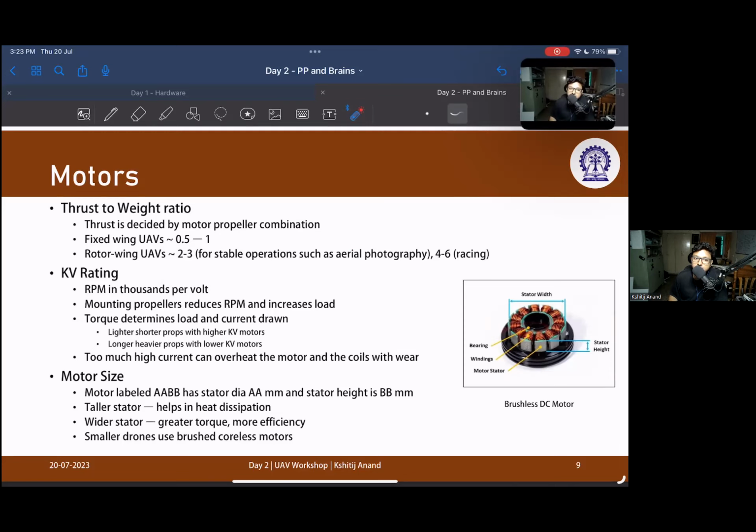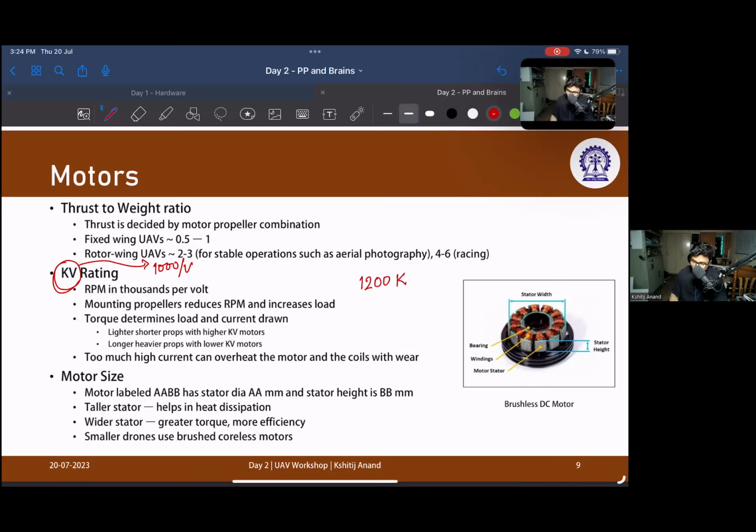The second thing that is important is the kV rating. It's not called kilovolt, it does not mean kilovolt. Please don't make that mistake. A lot of people have this misconception that kV rating means kilovolt. No, it's 1000 per volt. That is how you read it. I'll repeat it once again and write it down very explicitly that this kV simply means 1000 per volt.